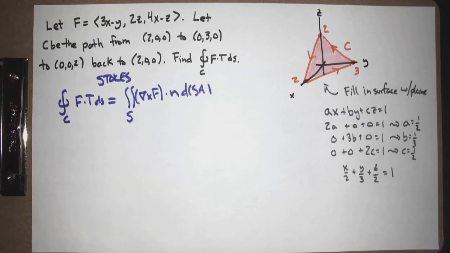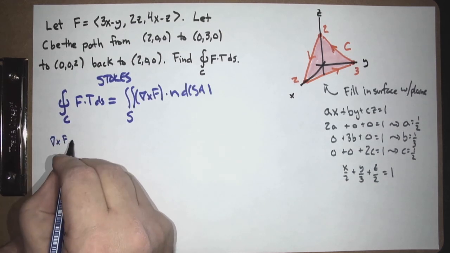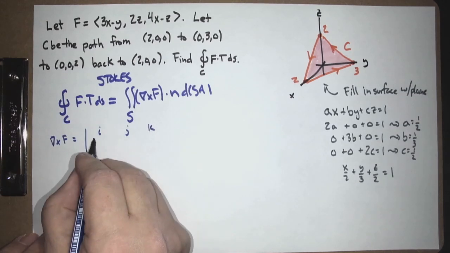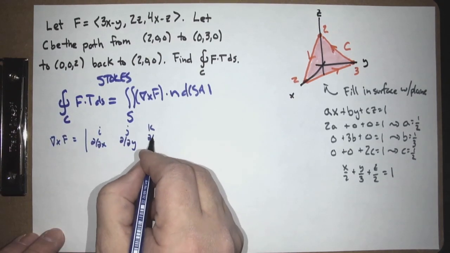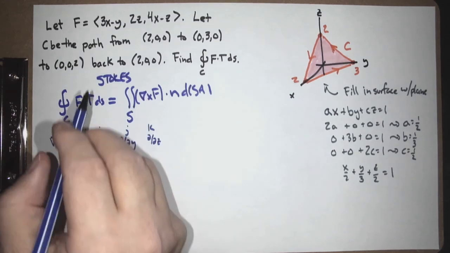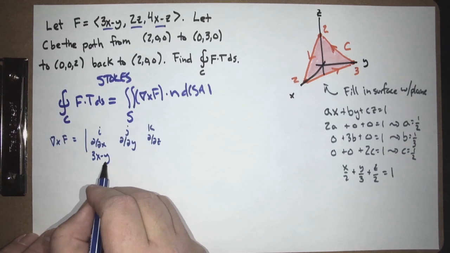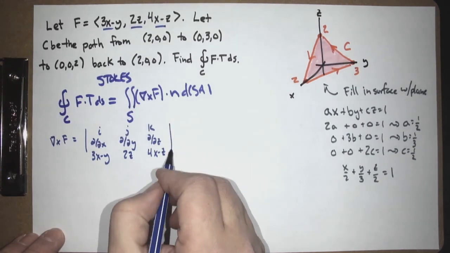Curl. All right, so how are we going to find that? Well, we'll just do the computation. We should get comfortable with computing curls. Del cross F. We have our i, j, k. We put in our dels, which is our derivatives: partial x, partial y, partial z. And then we put in our entries for F: 3x minus y, 2z, 4x minus z.